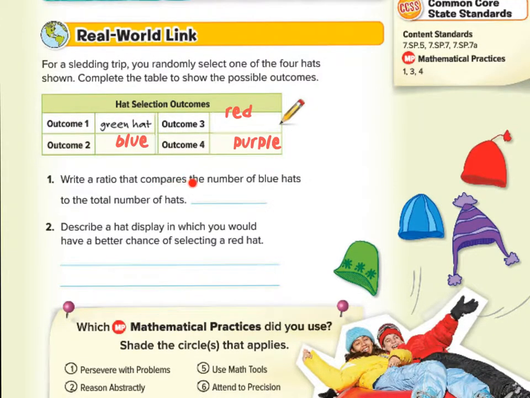Write a ratio that compares the number of blue hats to the total number of hats. Well, we see that we have one blue hat, correct? So I'm going to write one blue to how many hats in total? To 4 hats in total. So for every 4 hats, there will be one blue one. Describe a hat display in which you would have a better chance of selecting a red hat. Well, let's say the purple one were red and these two were red, then the probability would be 2 hats are red to 4 hats in total, which simplified means 1 hat for every 2 hats will be red.